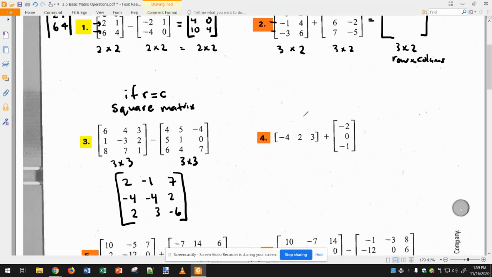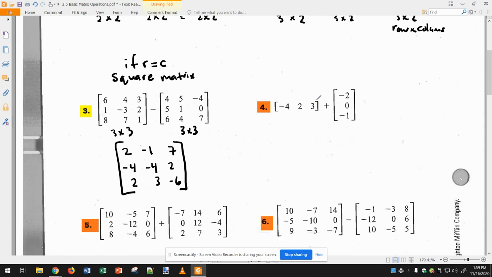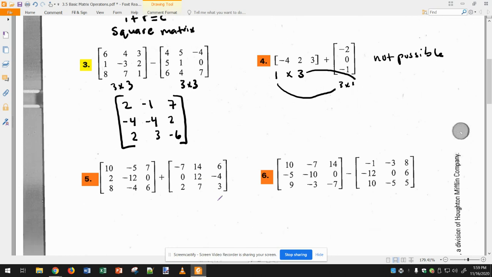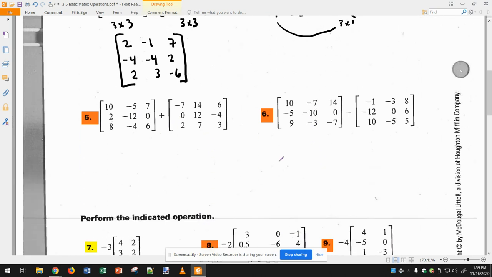Okay, so then watch out for this one. Sometimes it's not possible to add matrices together, and that's because the dimensions have to be the same. So this one is one row and 3 columns, but this one has 3 rows and 1 column. So since these numbers are not the same, this is not possible. So I just did that one for you. Okay, then you should be able to do number 5 and 6 for homework.